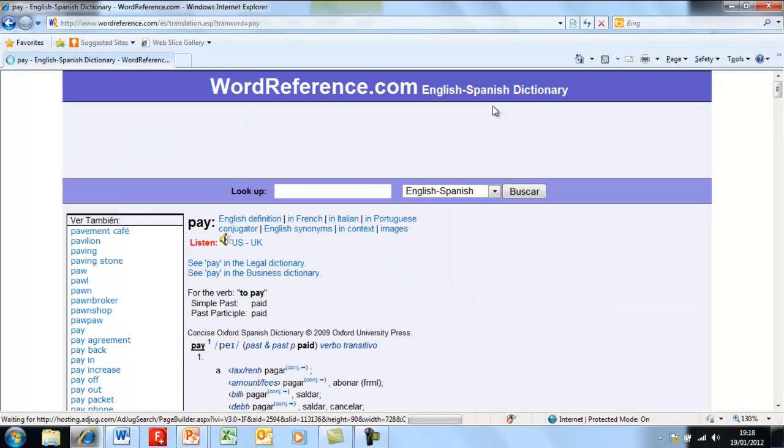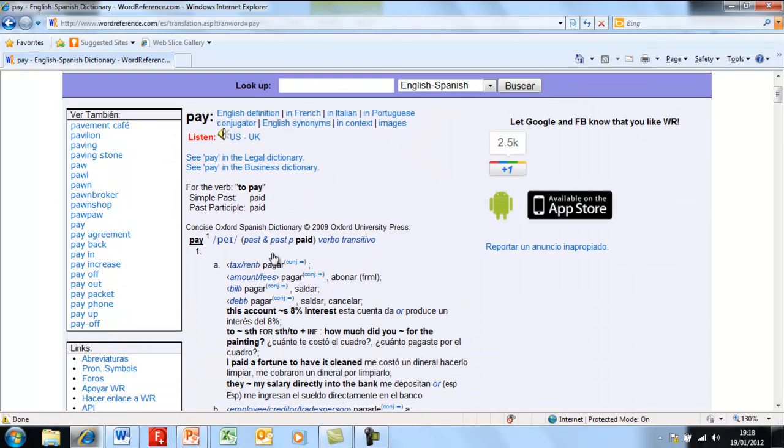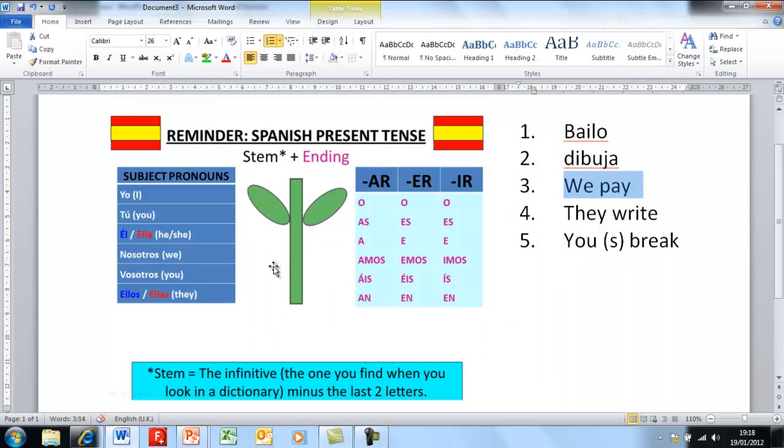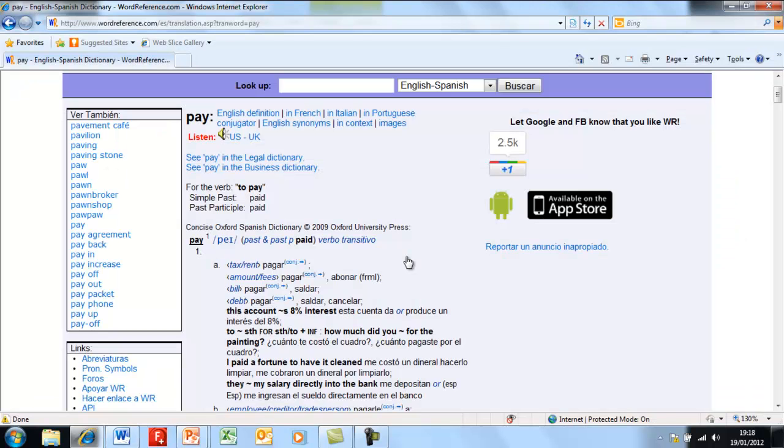Buscar. And we look here, and pay tax or rent is pagar. So pagar. Remember, remove the last two letters, and then because it's an AR verb, we need to add the ending for nosotros or nosotras, which is amos. Pagamos. Next, they write. Let's type writing.